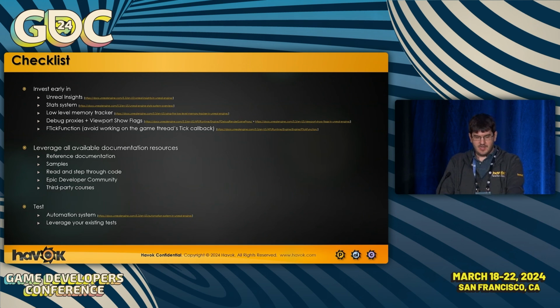And then finally, on the testing side, don't forget to leverage tests you already have. There's a good chance you can either bring them into Unreal or maybe connect them to Unreal in a way that Oliver showed for the physics side. And then also leverage the automation system that is within the engine already.